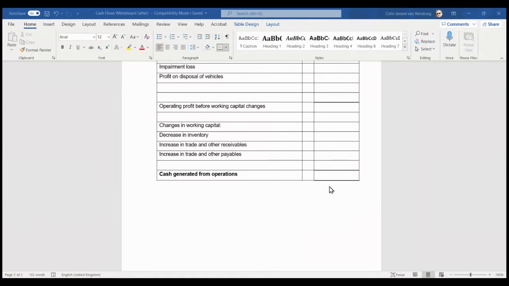Remember, we owe them more this year. There's an increase in trade. Yes, thank you. We owe them more this year, so we've made better use of their credit facilities. We can also look at this in a different fashion, a second way.